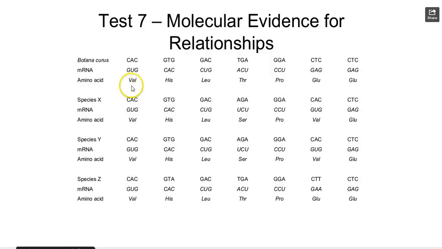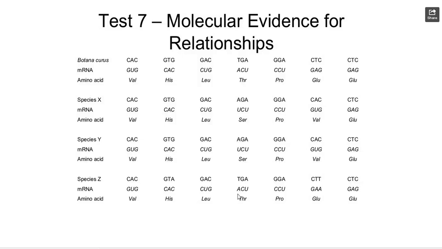So the sequence is VAL, HIS, LEU, THR, PRO, GLU, GLU. If we look at species Z, it is VAL, HIS, LEU, THR, PRO, GLU, GLU. So they have the same exact sequence. That means that it will make the same protein. There is SER in species X and SER in species Y, which are not found in Botanochuris.